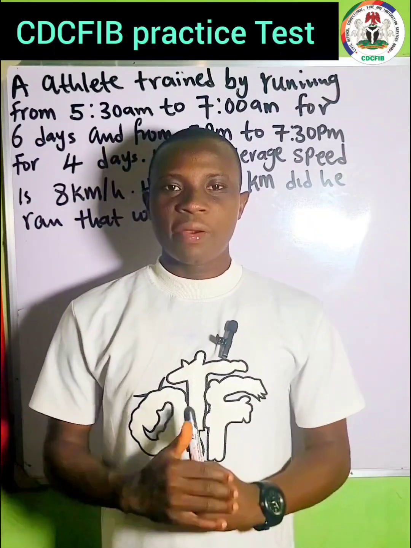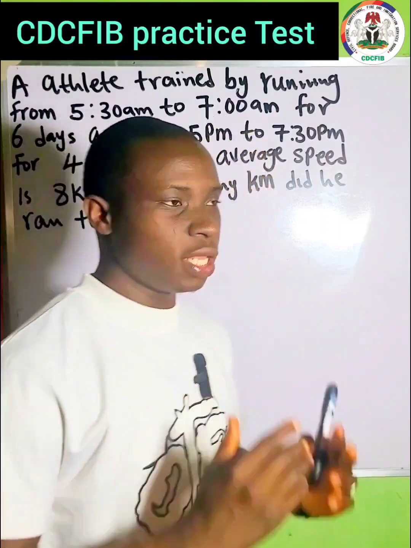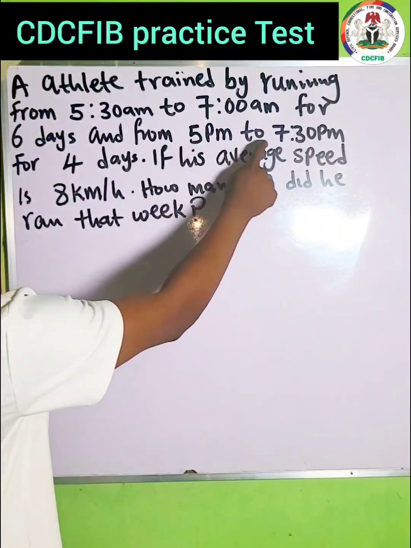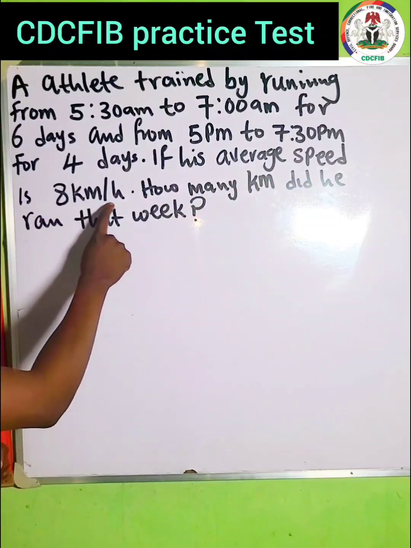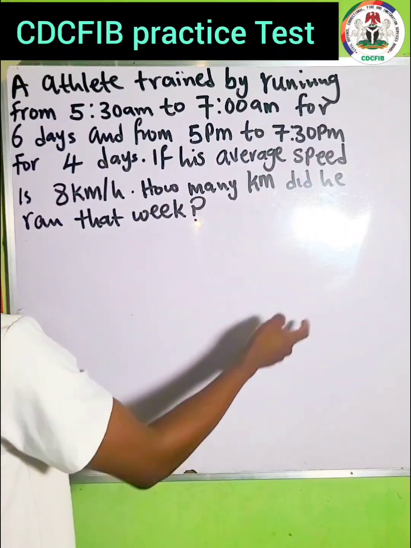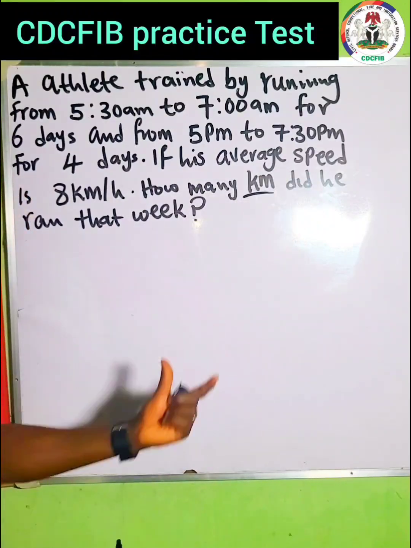An athlete trained by running from 5:30 a.m. to 7 o'clock a.m. for 6 days and from 5 p.m. to 7:30 p.m. for 4 days. If his average speed is 8 kilometers per hour, then how many kilometers did he run that week? So how many kilometers, which means we're going to find the distance.